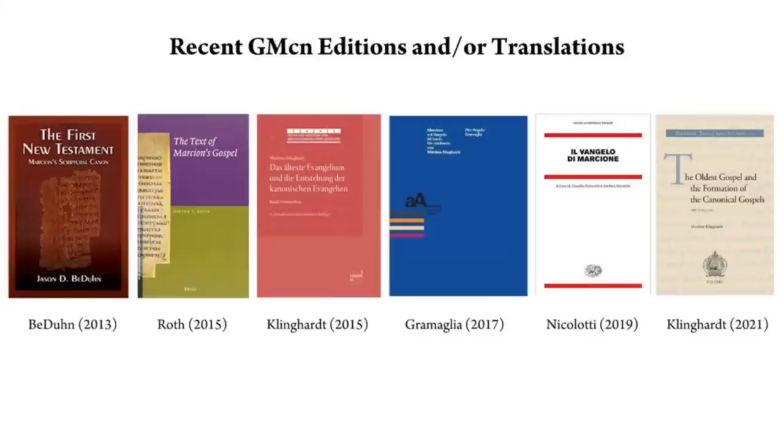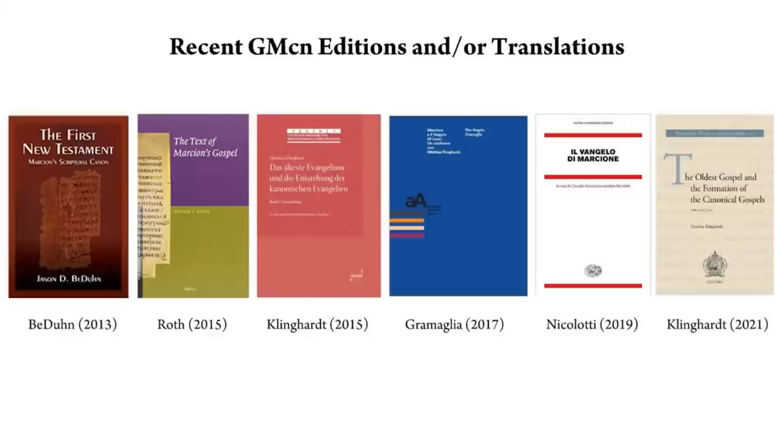Grimaglia came out with an Italian translation based on Klinghardt's edition. So it's not a new edition so much as a translation of Klinghardt's work, but it's a really wonderful and thorough critical commentary. And it does a lot of really excellent work in the footnotes in terms of philological commentary, including things like word counts.